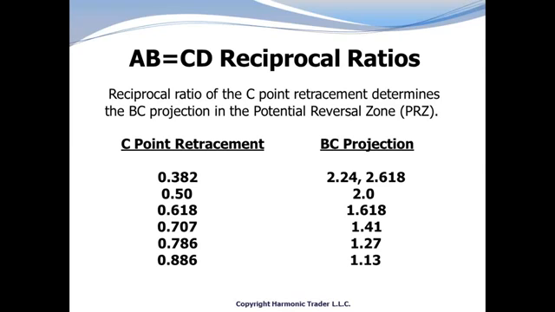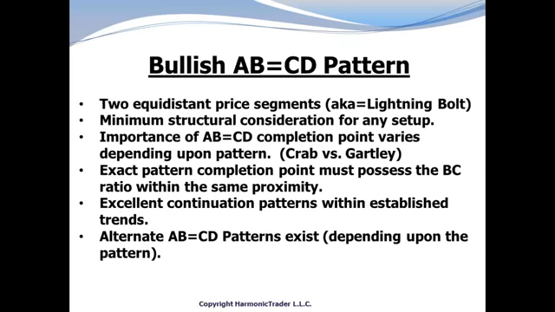Starting with a 0.382 as our lowest number within the gamut of harmonic ratios, typically we're going to see BC projections of a 2.24 or 2.618. Sometimes this can be even greater, 3.14 or 3.618, but for our purposes, these ratios align the best. If we see a 50% C point retracement, typically our BC projection will be at a 2.0 or 200% move. A C point that has a 0.618 or 61.8% retracement will correspond with a BC projection at a 1.618, and so on.